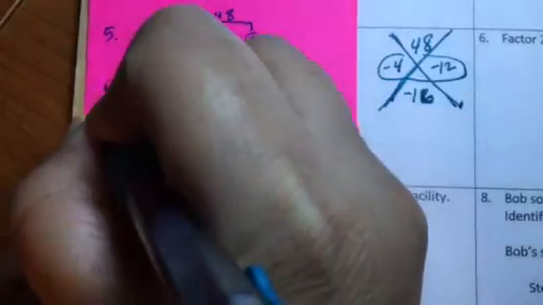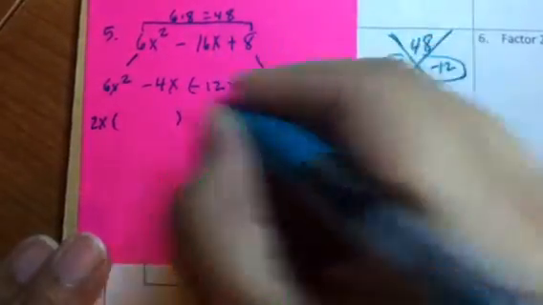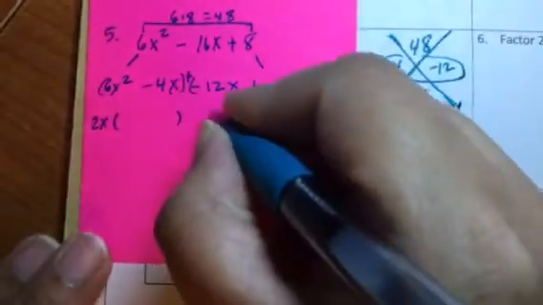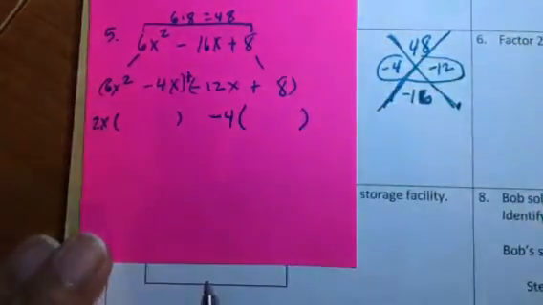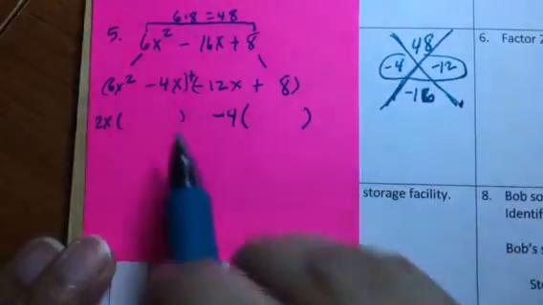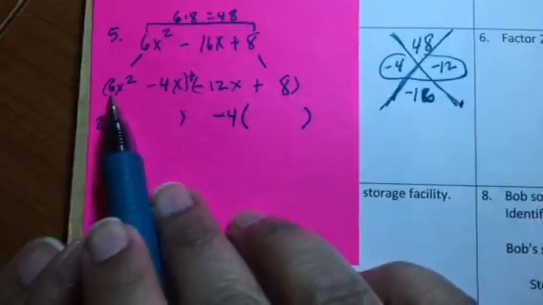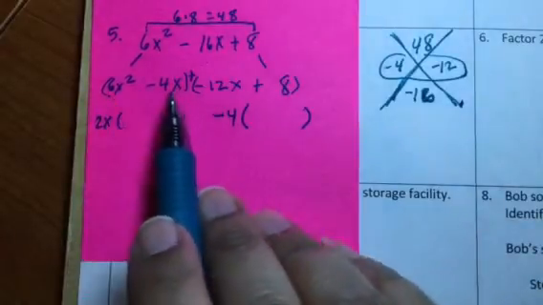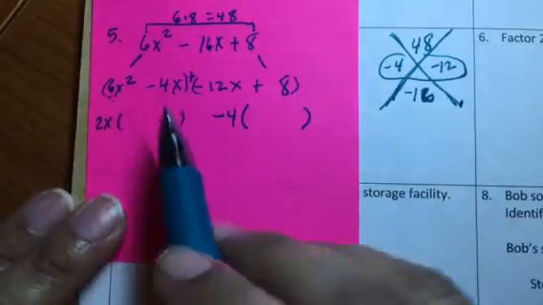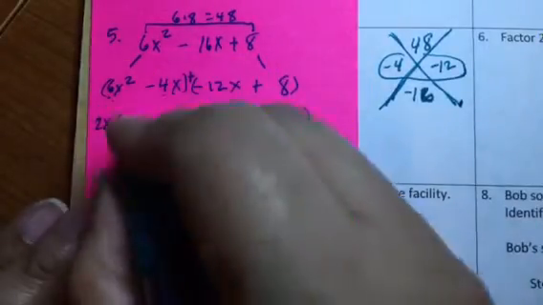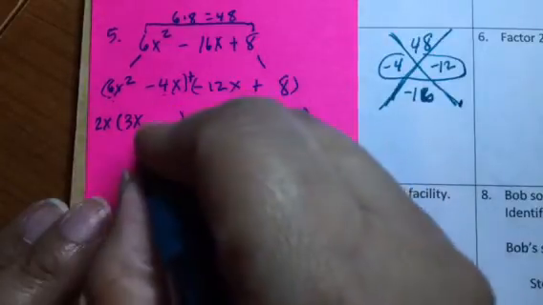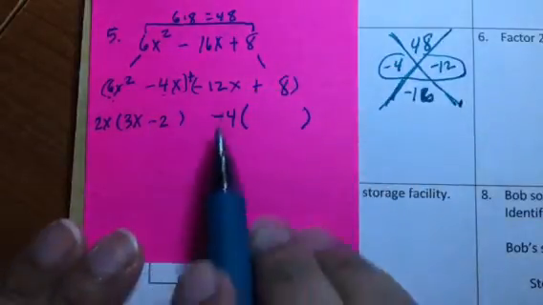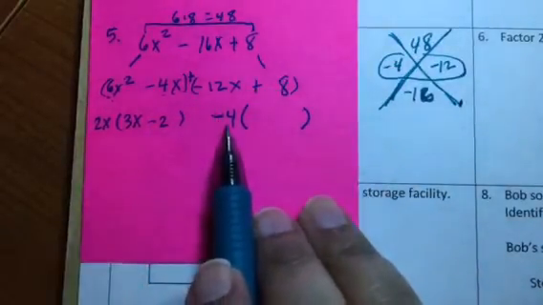So for this section right here, I can pull out a 2x, and for this section right here, I can pull out a negative 4x, or negative 4. Now let me explain why I can do that. Remember, 2 can go into 6 and 4. That's the highest number that they have in common. Well, 6 divided by 2 is 3. You have an x. Negative 4 divided by 2 is negative 2.